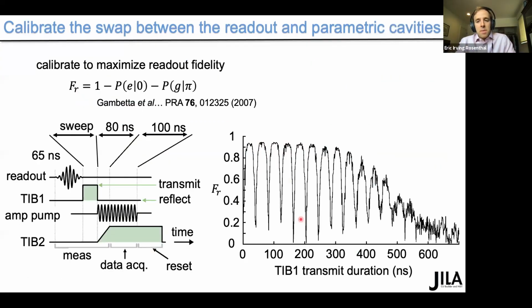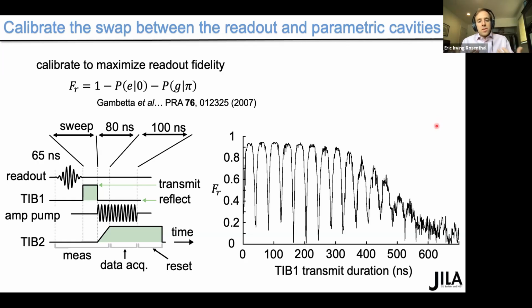This procedure is summarized by the timing diagram here on the bottom left. There's 4 things we do. Well, 5. We prepare the qubit in some state. Then we send in our readout pulse, turn on the swap interaction, turn on our amplification, and then connect our amplifier to our measurement chain. And as in any qubit measurement procedure, we generally need to calibrate the different steps, typically in order to maximize readout fidelity. Readout fidelity shown here is really just 1 minus the error probability of measuring the qubit in the excited state when you prepared it in the ground state, minus the probability of measuring it in the ground state when you prepared it in the excited state.